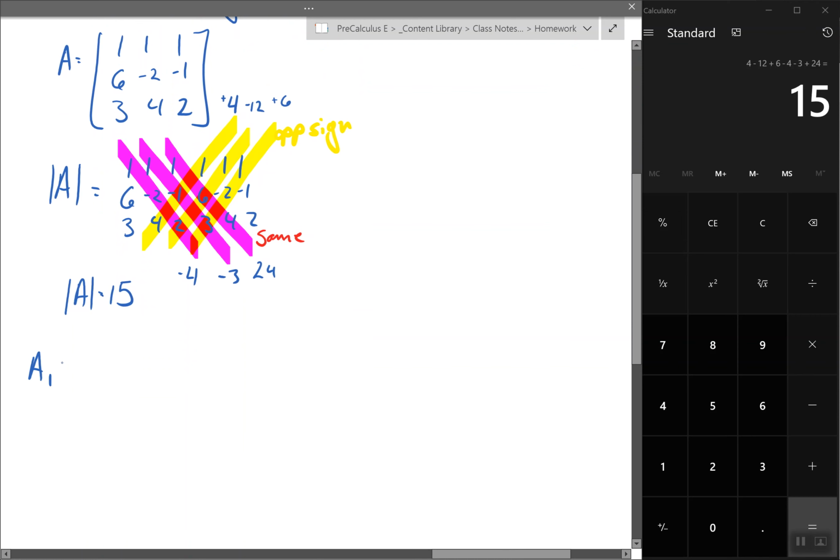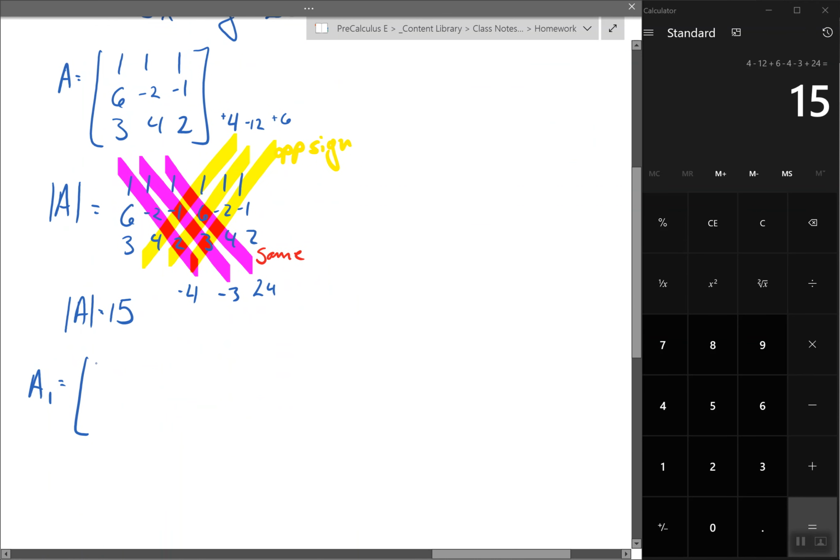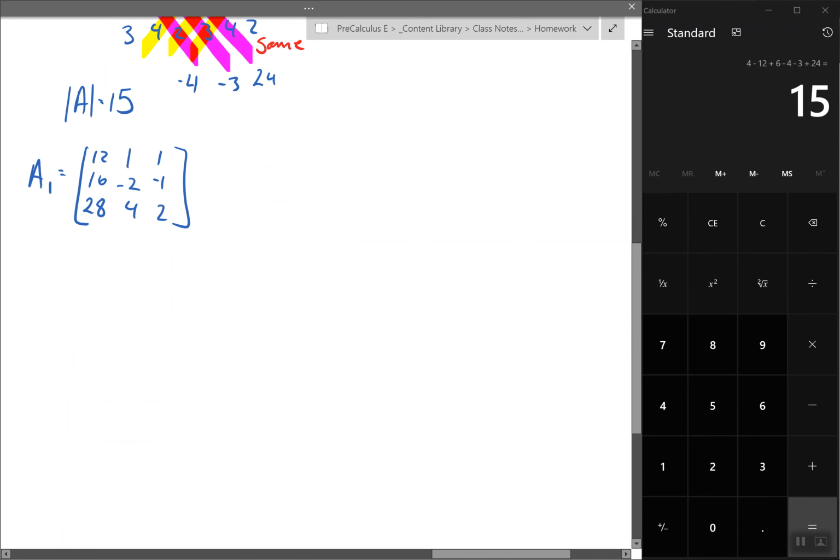For A1, we are going to replace the first column with the answer column 12, 16, 28. And then it'll still be 1, 1, negative 2, negative 1, 4, 2. Same process for finding the determinant of this new A1. We are going to copy this again exactly. So we have 16, negative 2, negative 1, and then 28, 4, 2.